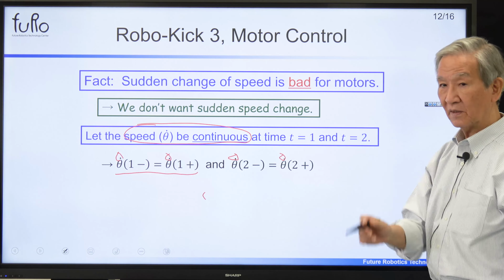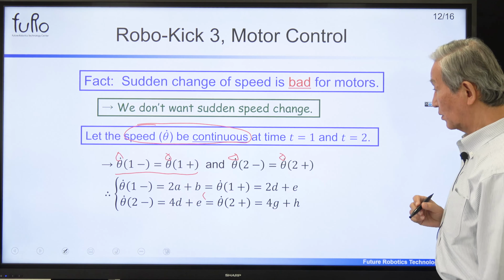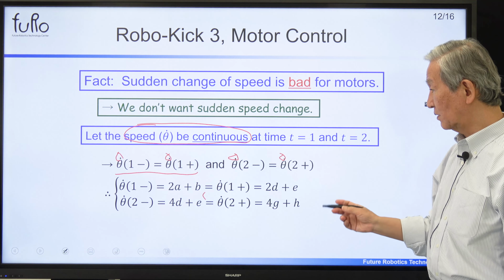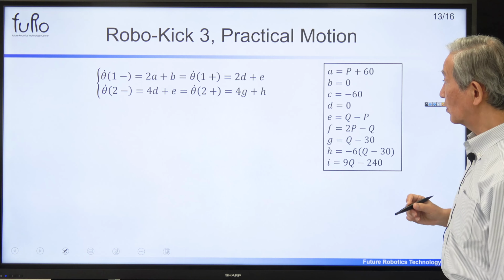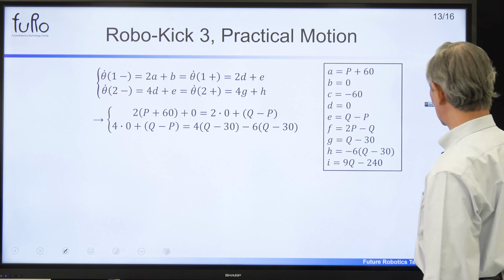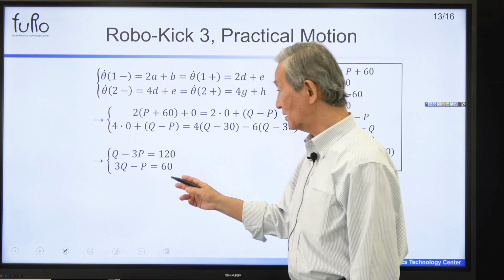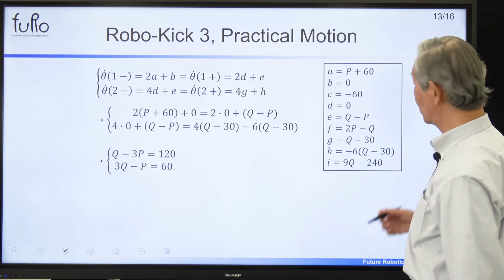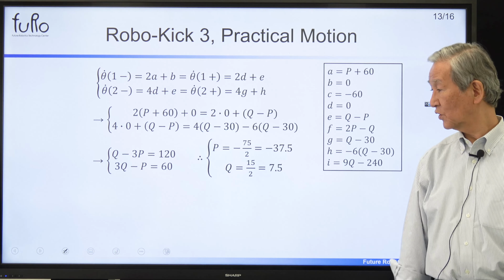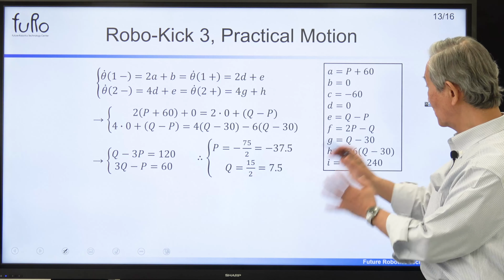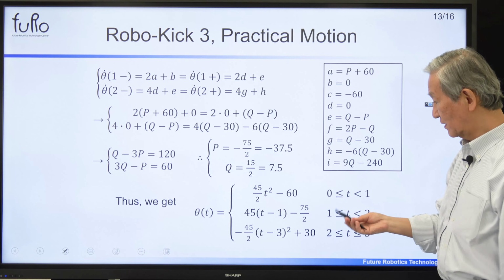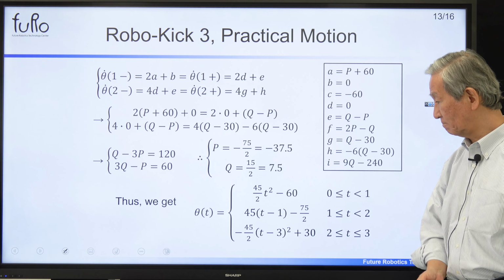I will make the speed continuous at t equals 1 and t equals 2. If I write down using equations, those are the equations we have. And using p's and q's, I will get those equations. Simplifying, we get this one here, and that's two unknowns and two equations. Easy to solve. p is equal to negative 37.5, q is equal to 7.5. So putting those values back into those parameters, then you get this set of equations. Okay?